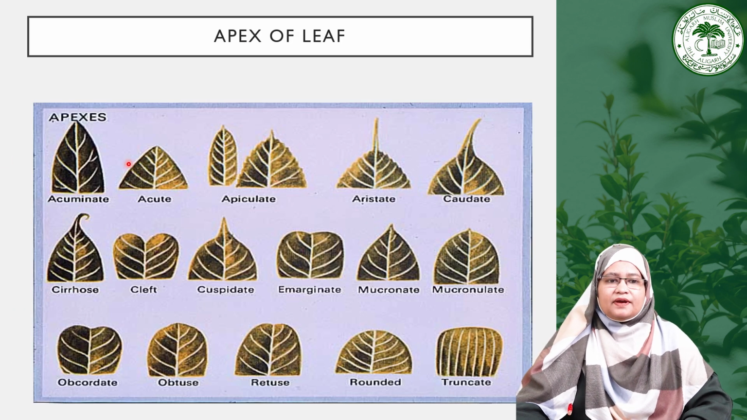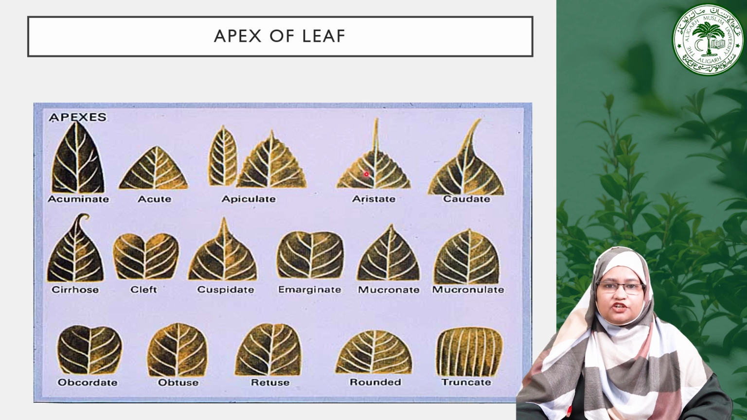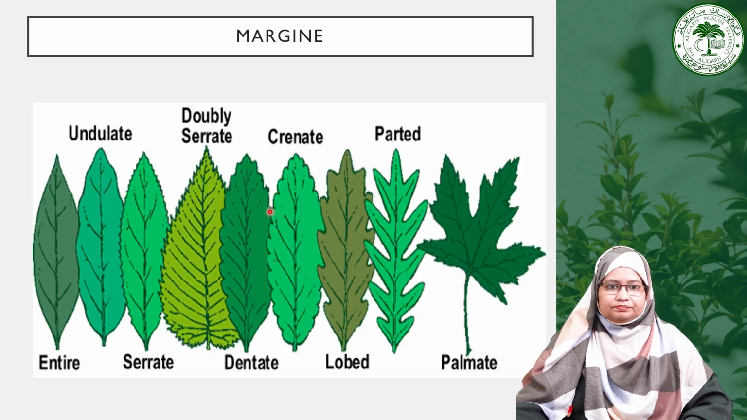Then similarly, the apex also has different shapes, like this one is acuminate, and the most common type is this, the acute. Then apiculate, this one is the aristate shape of leaf, this is the cordate, this is cirrhose. This one is cleft, you can see the presence of a cleft. Then cuspidate, emarginate. So, these are some apex types you can see here. This one is rounded, this is the obtuse type, this is truncate. So, these are the apex shapes, and this is the name of the leaf base.